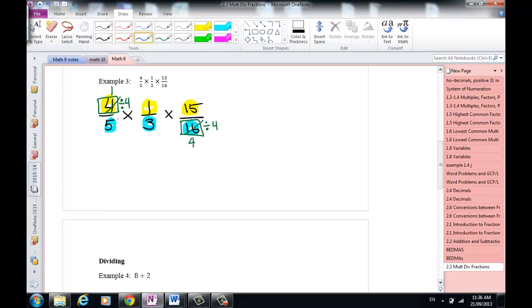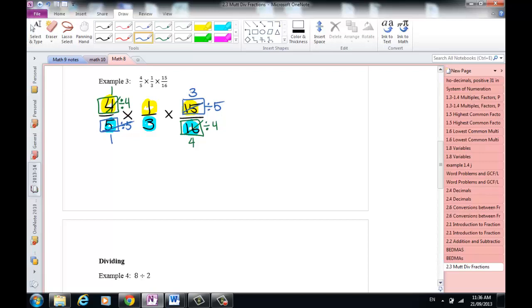The other one that I want you to notice is that we have a 5 on the bottom here and a 15 on the top. They're both divisible by 5, and therefore I can divide, not by 4, by 5. 5 divided by 5 is 1, and 15 divided by 5 is 3. Now there's one last one that we can simplify.